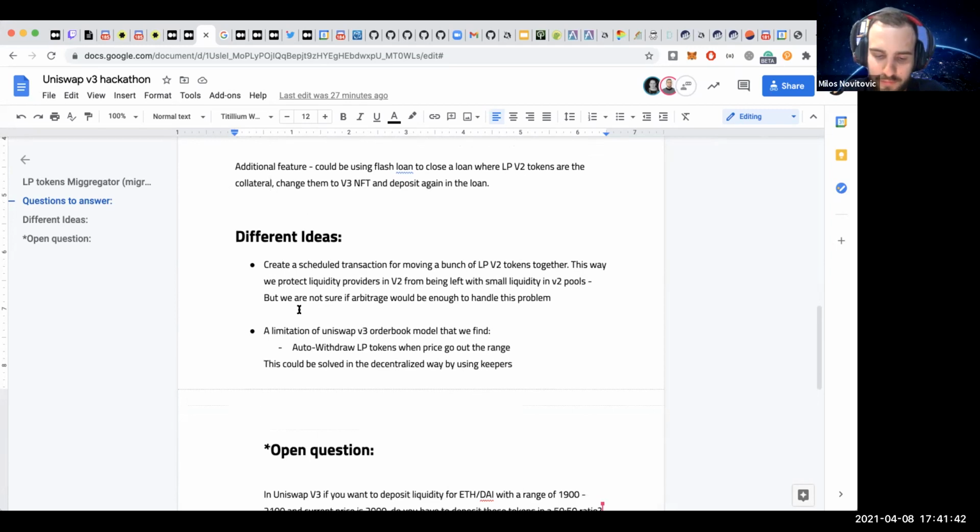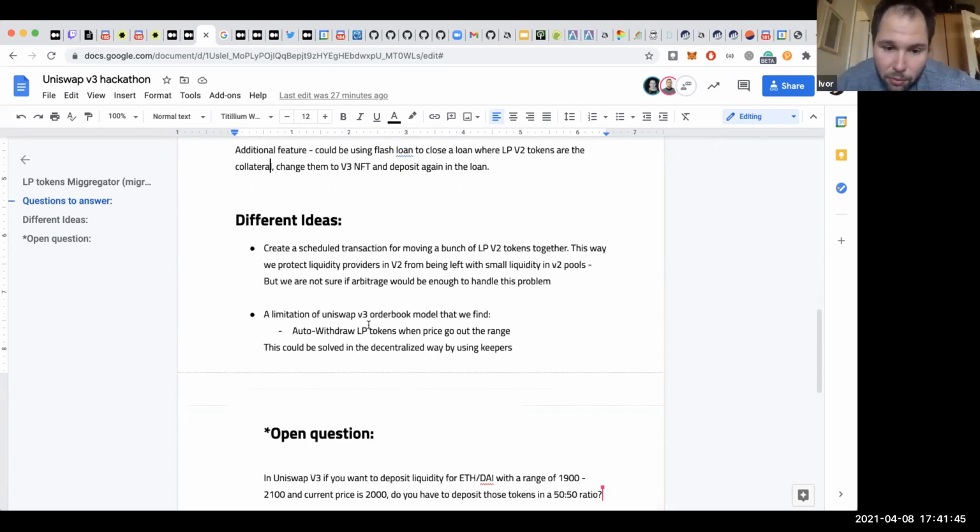Some of the different ideas that we were also thinking about, the first one is to handle the problem of the people that are staying in the V2 pools because they're left with a small amount of liquidity. So some swaps could change the price of those tokens in the pool by a large rate. But still, we weren't sure if arbitrage could handle that. So arbitrage would set the prices between V2 and V3 to be the same.